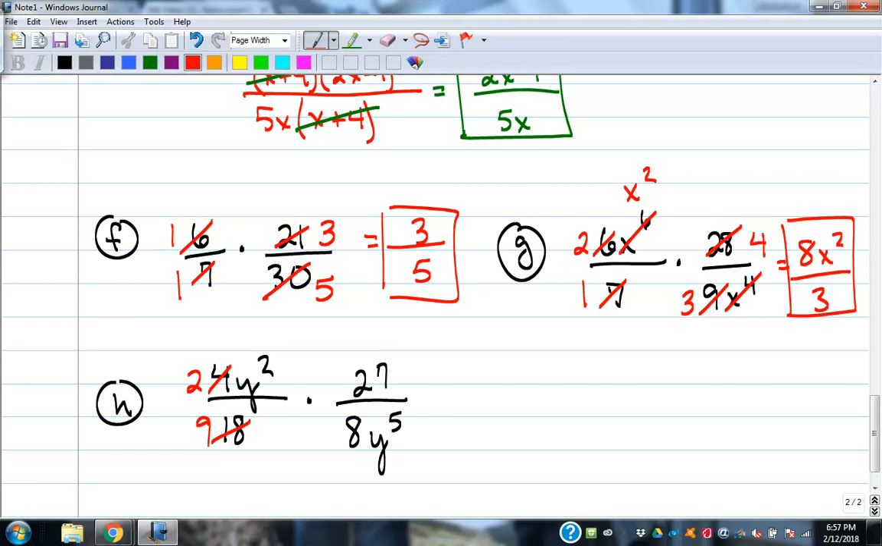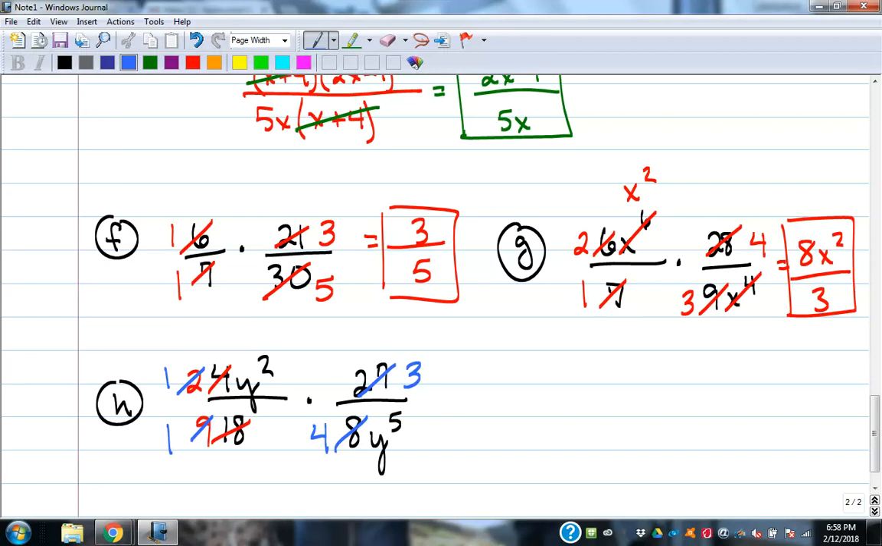And then, 27 and 8, that won't work over there. I can't simplify that vertically. So then I go to my diagonal way. 2 and 8, they'll work. 2 goes into itself once, into 8 4 times. And then 9 and 27 does the same idea. What about the y's? Where are there more of them? In the bottom right? So there's 5 of them down there, and there are 2 up top. So where's the leftovers going to be?